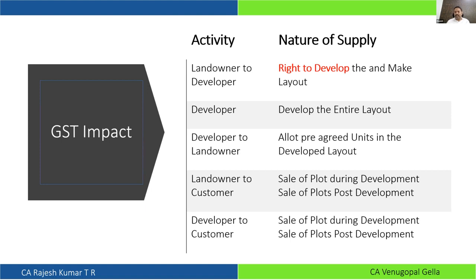The last two, that is landowner to customer and developer to customer, is clearly outside the scope of the GST net. There's no doubt at all. But if there's any doubt, that will be on the first three rows, which is what we need to debate and understand. Venu, over to you.